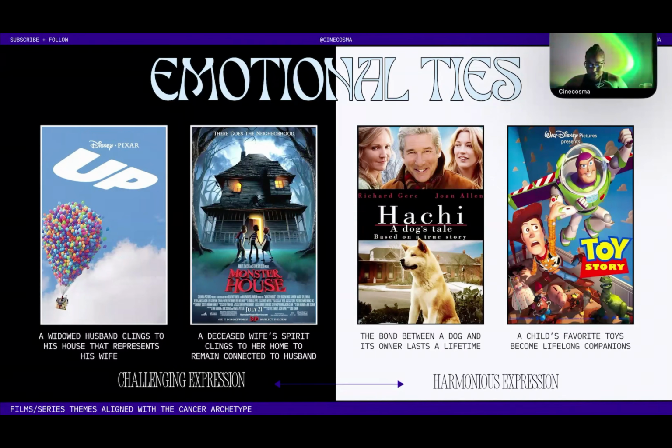So the first example is Hachi: A Dog's Tale. I've actually never seen this before, but it is essentially about, from what I've learned and studied, the bond between a dog and its owner lasting a lifetime. I am going to watch it though, it's on my watch list. There's this dog, and his owner passed away, and we're seeing how the dog keeps his owner's spirit alive. And so I think this is a harmonious expression of emotional ties because it's obviously not toxic.